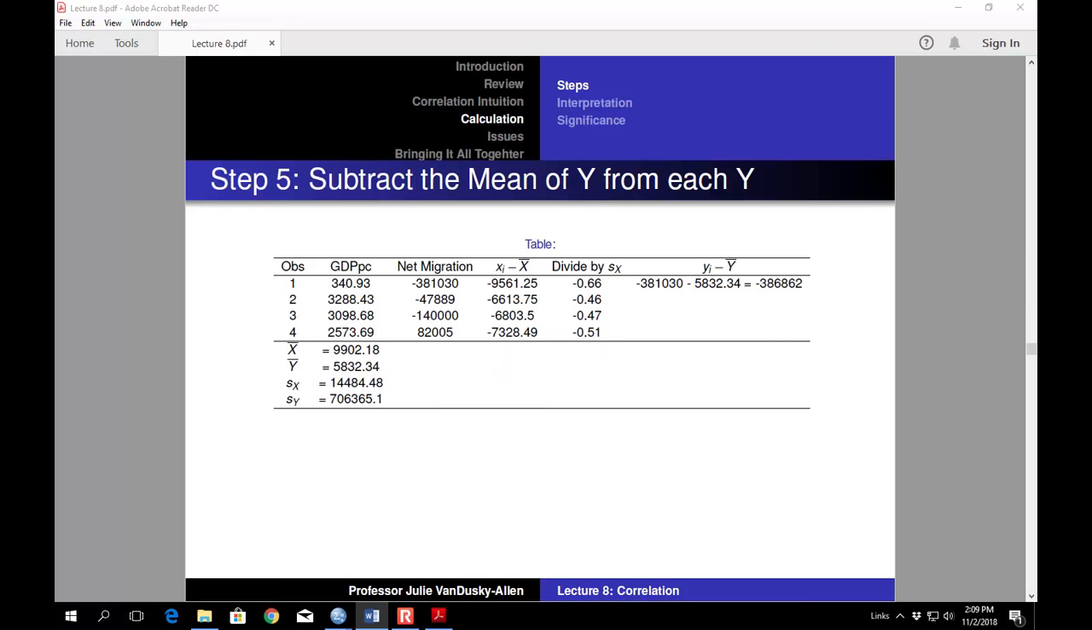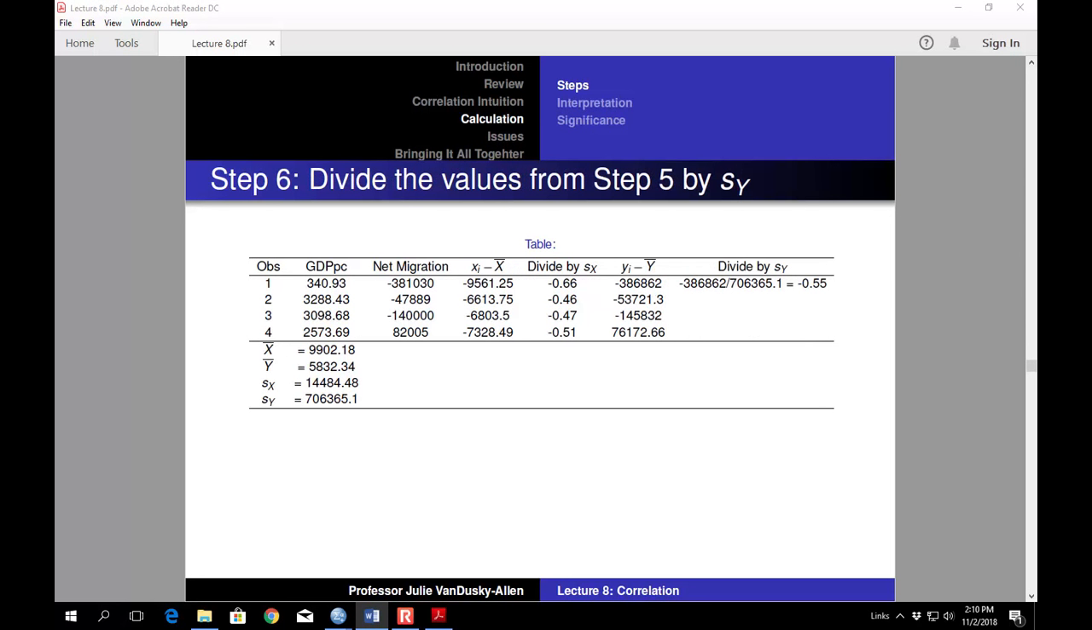Then you subtract the mean of y from each y. Negative 381,030 minus 5832.34 is negative 386,862. You do this for the rest of the observations. Then you divide the values from step 5 by the standard deviation of y. Negative 386,862 divided by 706,365.1 equals negative 0.55. You do this for the rest of the observations.